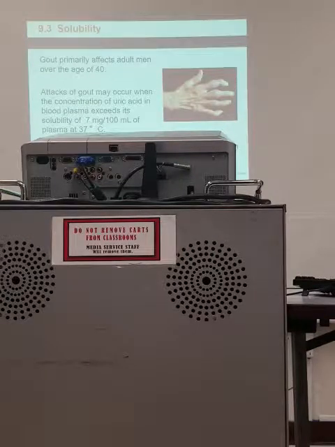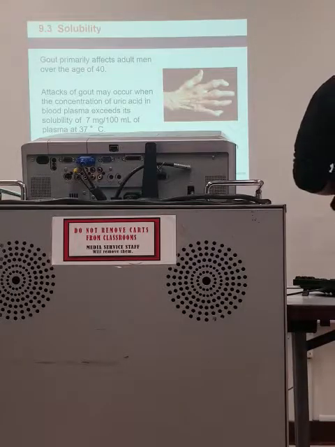Not all ionic compounds are soluble. Some compounds are not soluble. Gout primarily affects adult men over the age of 40. Gout may occur when the concentration of uric acid in blood plasma exceeds its solubility of 7 milligrams per 100 mL.